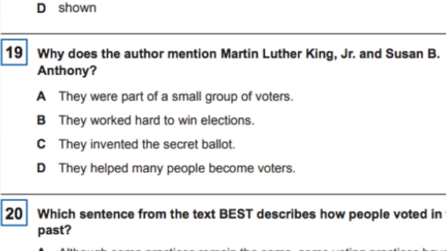Question 19. Why does the author mention Martin Luther King Jr. and Susan B. Anthony? So it's got 2 names. I would underline those names if this was in front of me on the test, because I'm going to be looking for those names. And when I read through, I'm definitely going to find them, Martin Luther King Jr. and Susan B. Anthony. I'm going to underline them when I come across them. All right, so we're looking for the main idea, and we're looking for Martin Luther King Jr. and Susan B. Anthony. Let's read question 20.